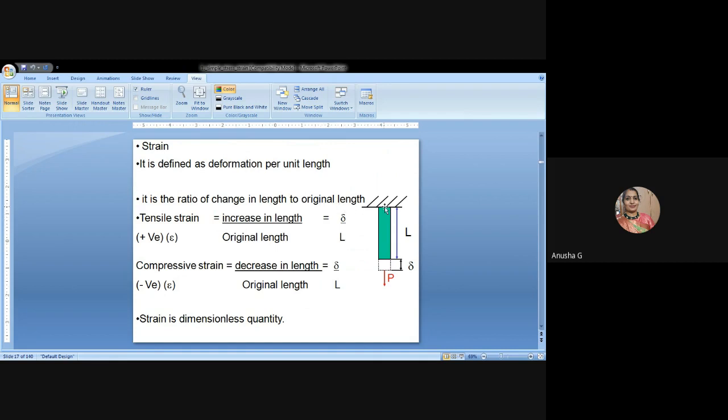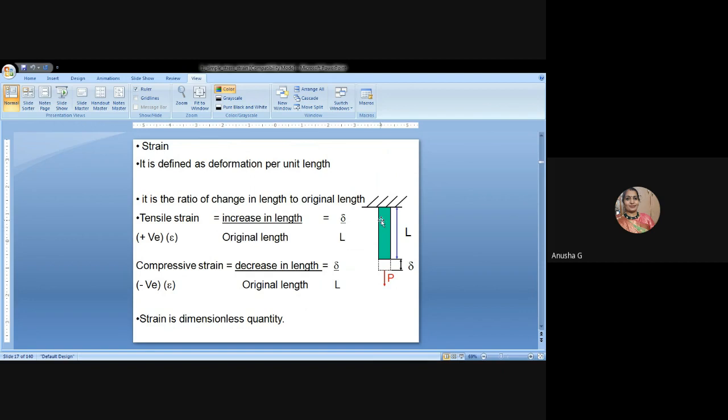Here you can observe there is one rod, and the total length of that rod is L. If you are pulling or pushing the rod, the length will change. The change in length is an increase or decrease of the length. If we are pushing, there is a compression force, one end is fixed, and the length will decrease. That is, decrease in length by original length.